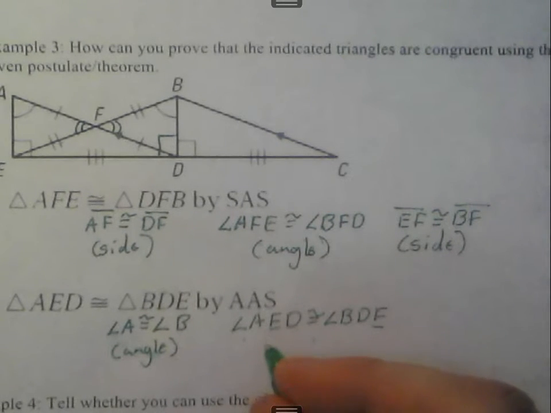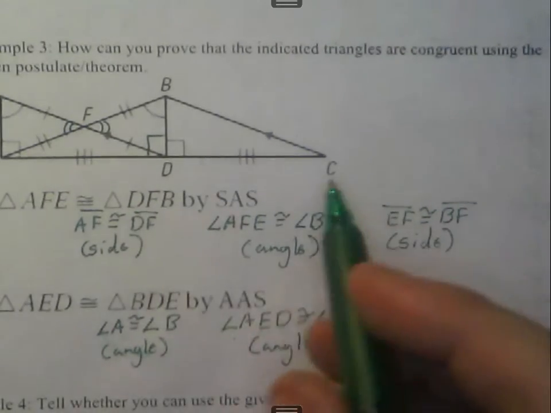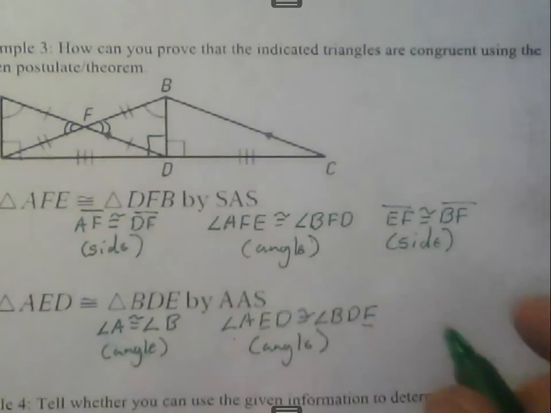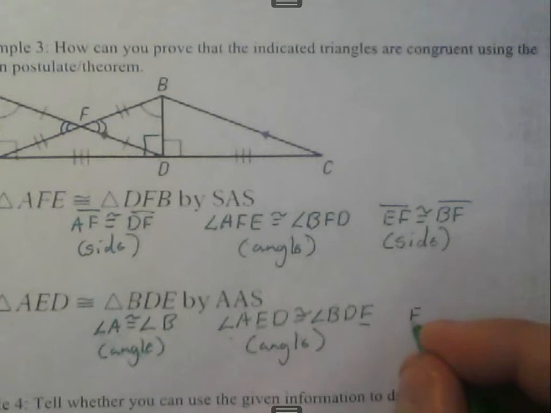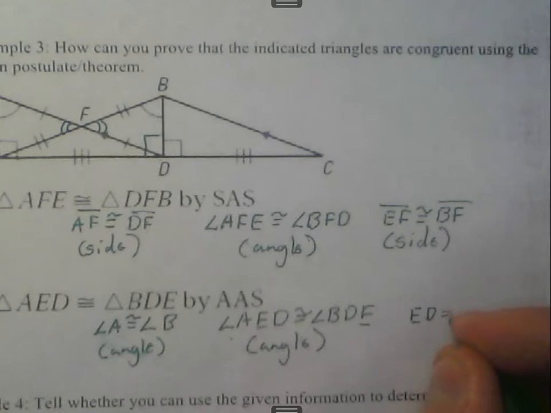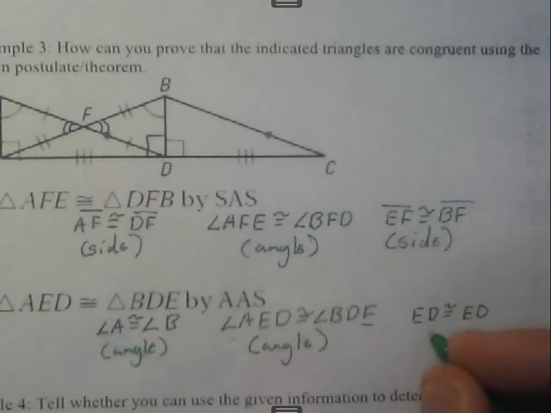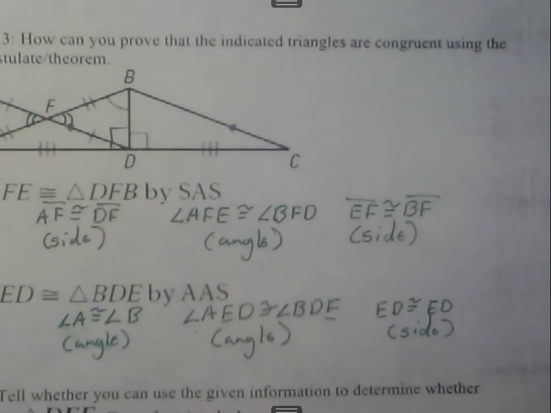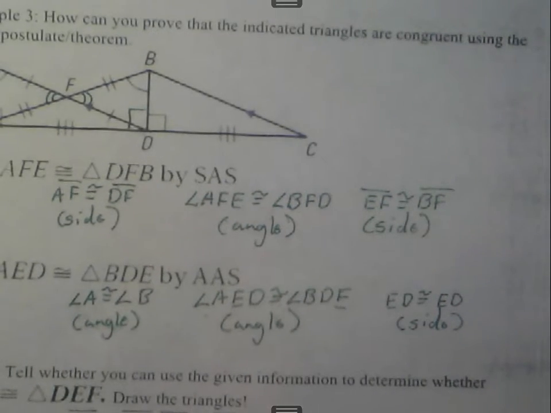This would be another angle. And if I do my last side, I know that ED is congruent to ED. And this is my side. So this is how I would prove that these 2 triangles are congruent.